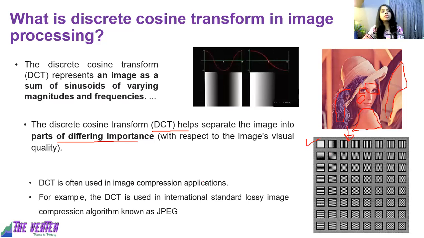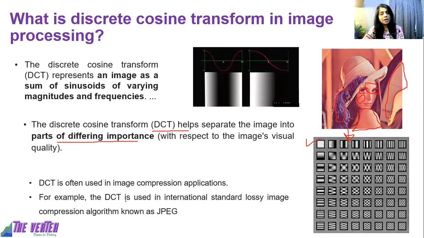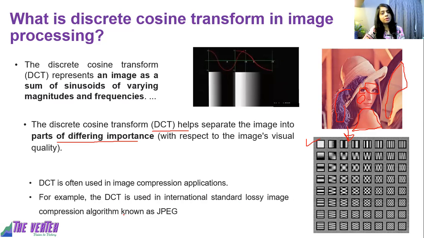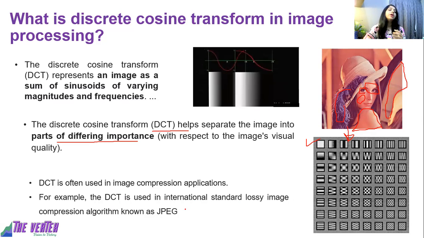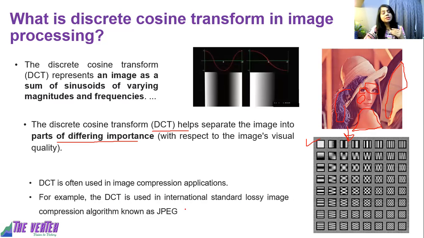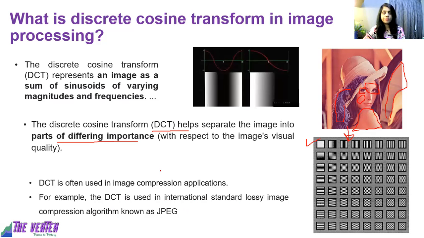So what is the application of DCT? It is used for image compression. For example, DCT is used in the international standard lossy image compression algorithm known as JPEG. So whatever JPEG image we use, in those JPEG images, this DCT based image compression technique is used.